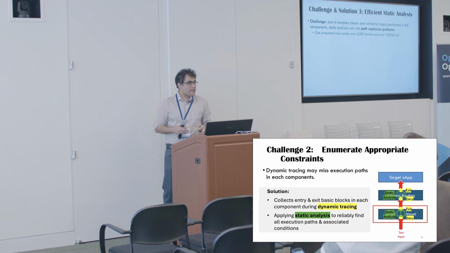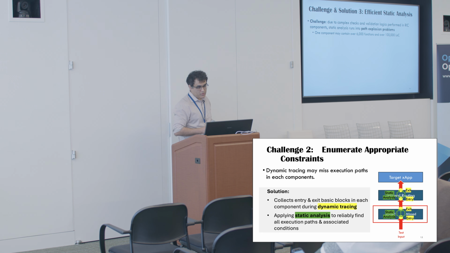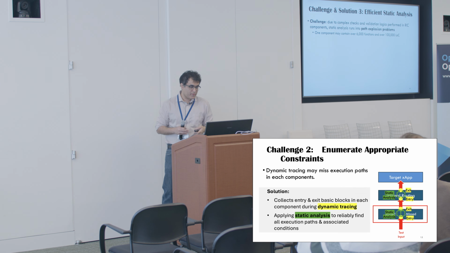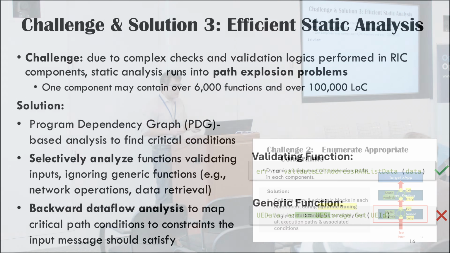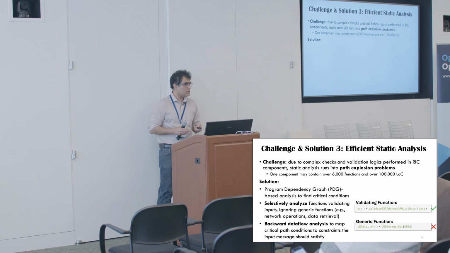So, of course, static program analysis is very challenging. There could be a path explosion problem. That means there are many paths depending on how many branch conditions there are. For example, one single component may contain 6,000 functions and over 100K lines of code, and if you apply off-the-shelf static analysis, it will not work.